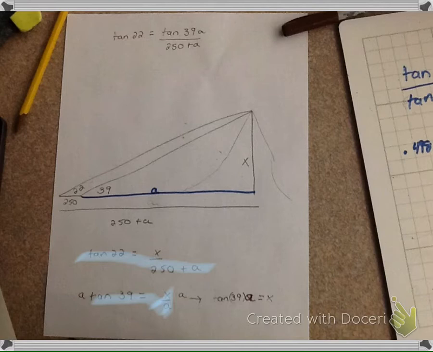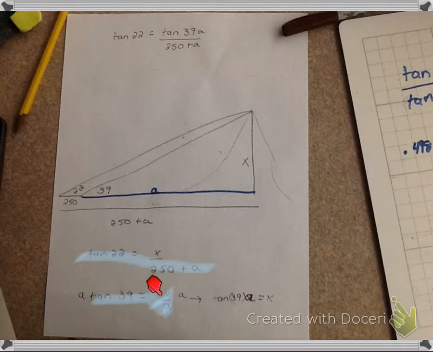Substitution always means that you have an expression telling you what y or x or A is, and you take that expression and you plug it into the other equation. So in this case, I went ahead and tried to write the tan of 39 equals x over A so that it was equal to x.